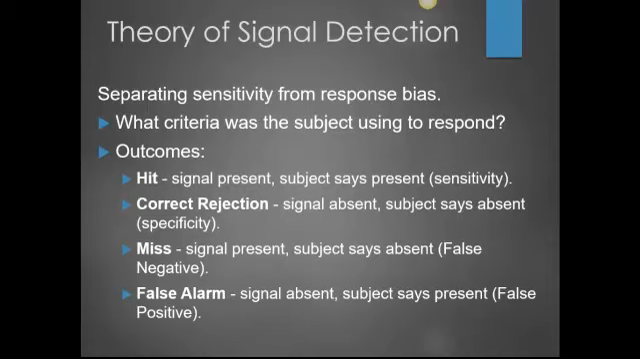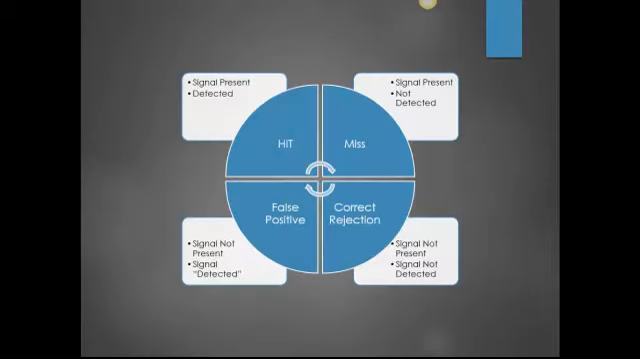So we have several outcomes. We have a hit, which means that the signal was present and the person says the signal was present, and that's our sensitivity. We have a correct rejection, which is where the signal was absent and the person says it was absent, so that's specificity. Then we have a miss, where the signal is present and the person says it was absent. We present something and the person doesn't respond. Or a false alarm, where the signal is absent and the person says it was present. That's a false positive, meaning that we didn't present anything, but they raised their hand or indicated that they heard something.